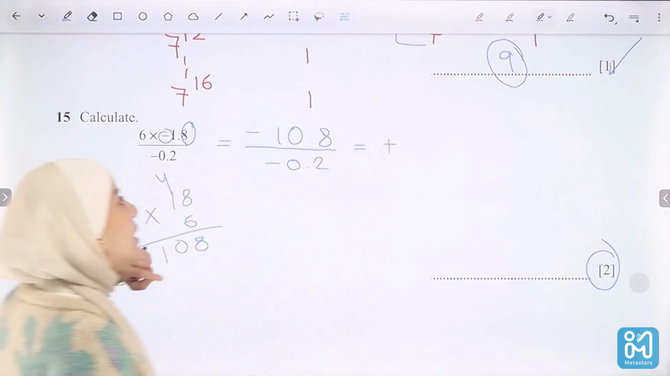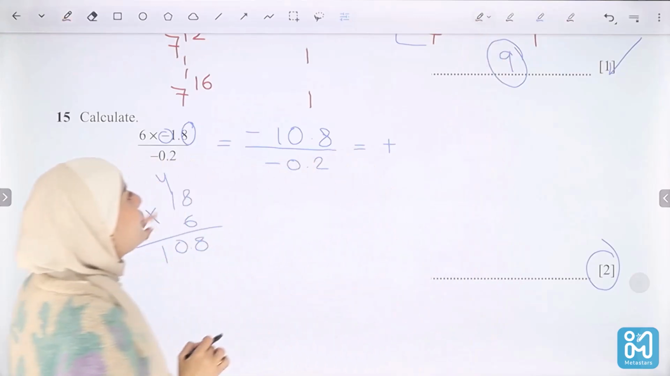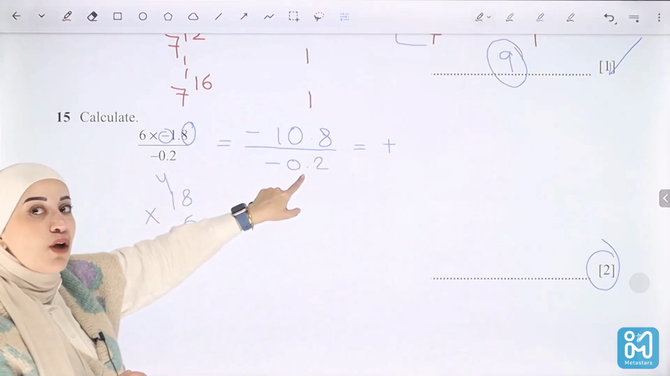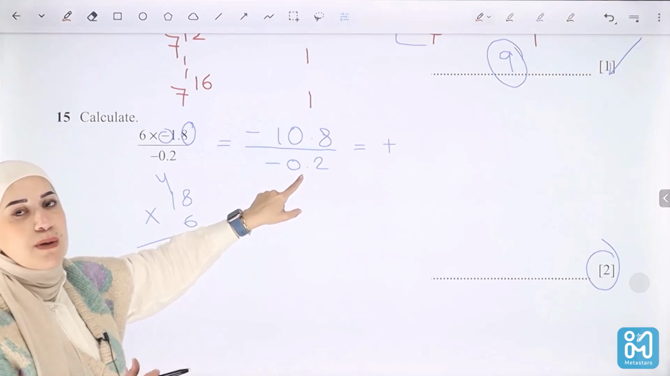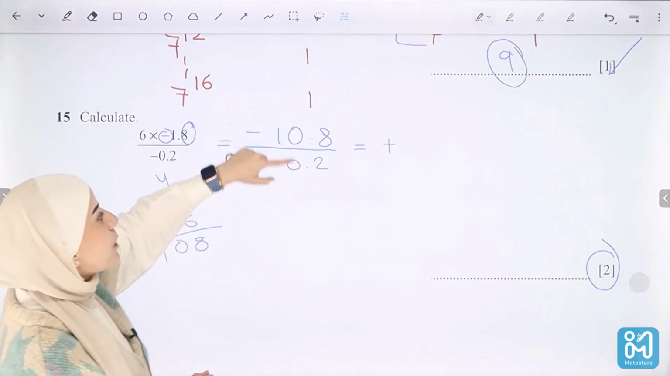So the answer will be what? Positive. Okay, now when I divide a decimal by a decimal, take a look at the denominator. That divisor cannot be a decimal. I need to make it a whole number. We multiply both by 10.